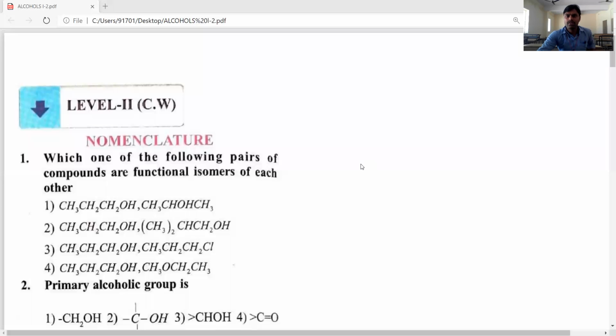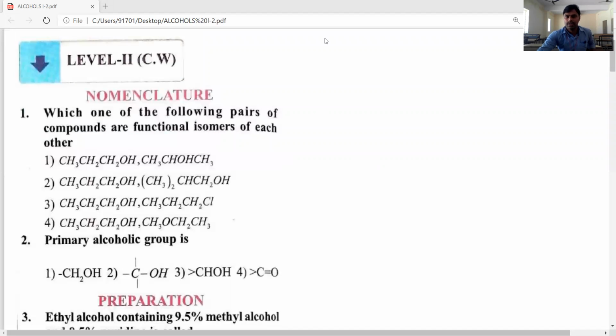Okay, dear students, in today's class we'll discuss objective questions for the chapter Alcohols, Phenols, Ethers, the second chapter of organic chemistry. Let's see, the first question is related to isomerism. We know very well the general molecular formula of alcohols and ethers is the same, because alcohols are functional group isomers with ethers. Let's see the first one.